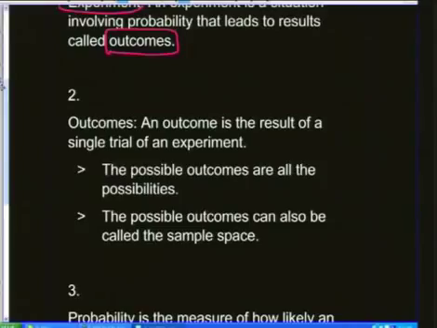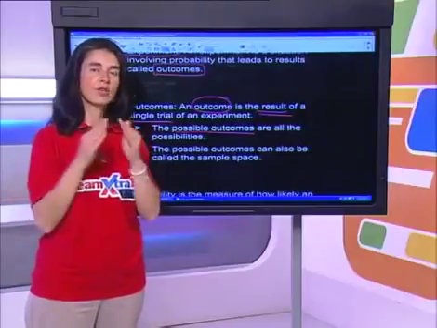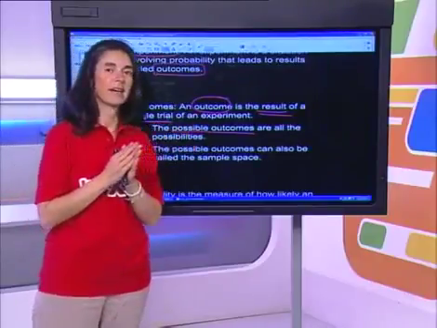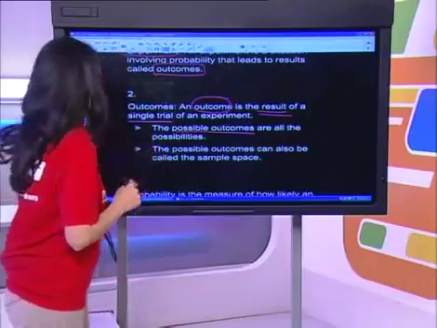An outcome, just one, would be the result of a single trial of an experiment. So if I toss a coin and I get a head, that would be my outcome. If I toss my coin and I get a tail, that would be my outcome as the result. The possible outcomes are all the possibilities that I can have. So, for example, if I toss a coin, I can have either a head or a tail. So my possible outcomes are a head or a tail.